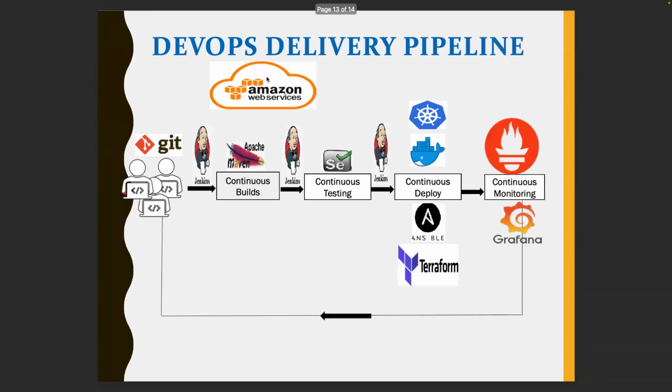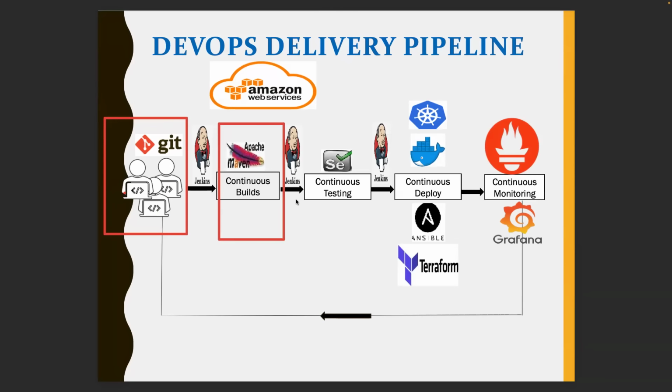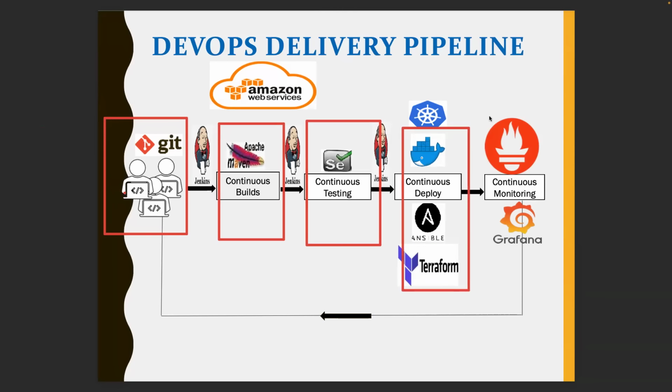This is the DevOps CI/CD pipeline I'm talking about from the beginning. Whenever a developer writes the code, it is followed by continuous builds. We'll see where the build automation tool comes in, then continuous testing, continuous deployment using all these tools, and then monitoring. This is just a very big picture.